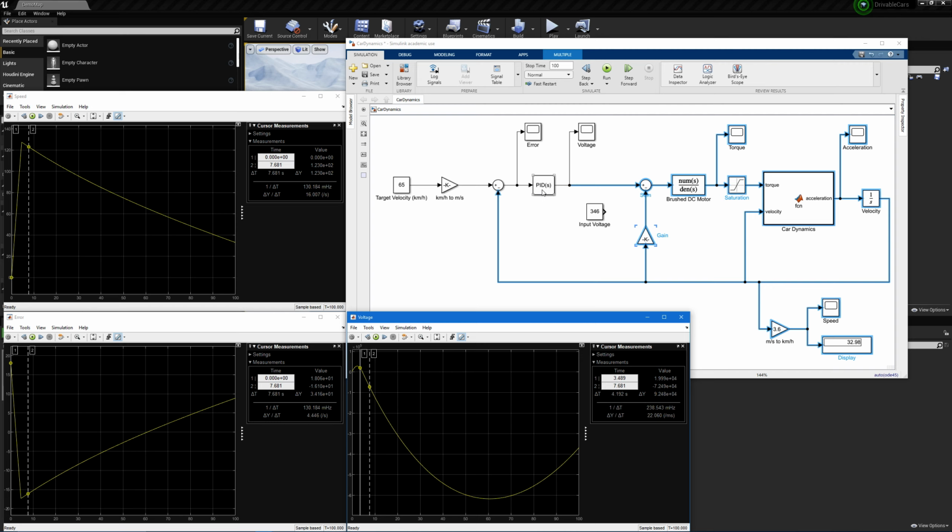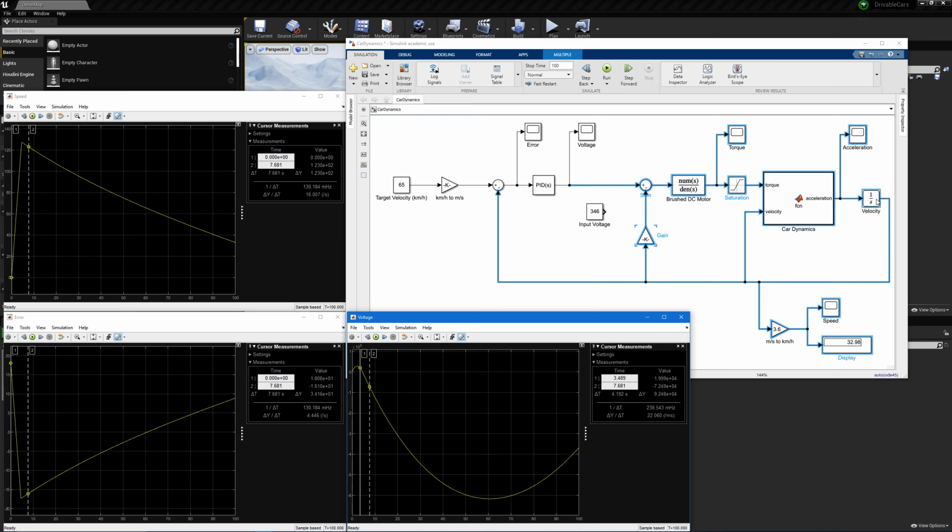And what it does is it generates a voltage, and that voltage represents the voltage received by the DC motor, which in turn generates a torque. And the torque is used to provide the vehicle the acceleration, and the acceleration increases or decreases the velocity. And we are measuring this velocity and using that to compare with our target velocity to generate an error signal.